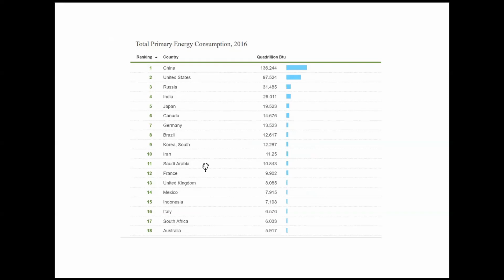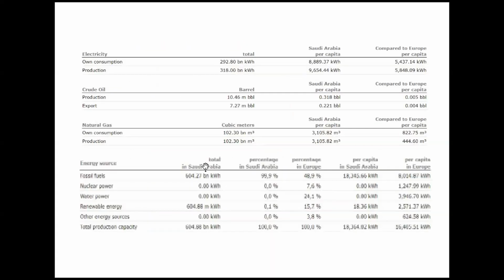The total consumption of electricity per year is 8,889 kWh per capita. Per capita means per one person. That's really high, because compared with Europe, Saudi Arabia is at almost 9,000, while Europe is about 5,500.